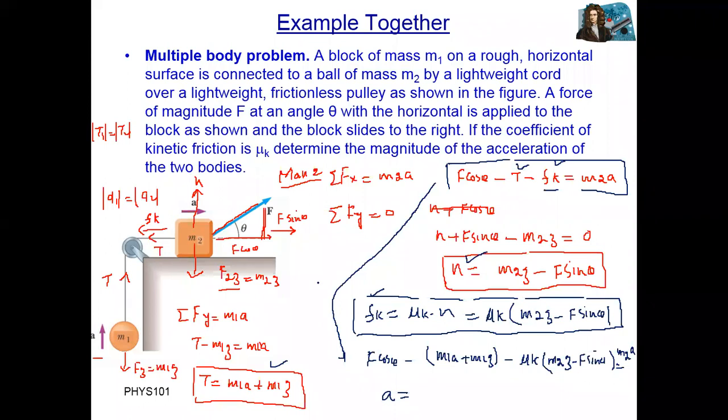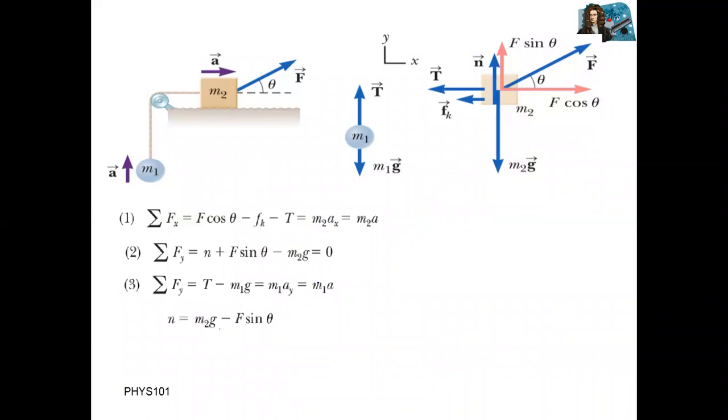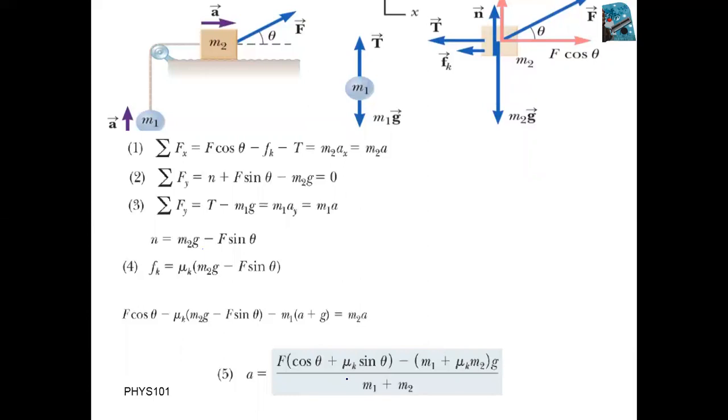okay, all calculations are done. You can see here clearly: first step, then second step, this third step. Next we have the kinetic friction, then the last equation, and putting in all the values, our last result is acceleration equal to F cos theta plus mu k sin theta minus (m1 plus mu k m2) times g, divided by m1 plus m2. This is the final equation for acceleration for both bodies.